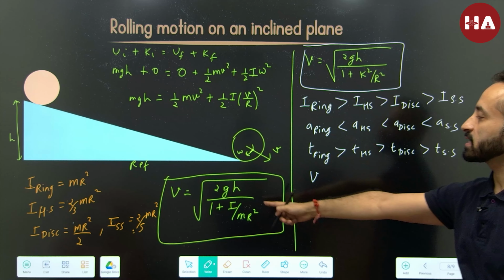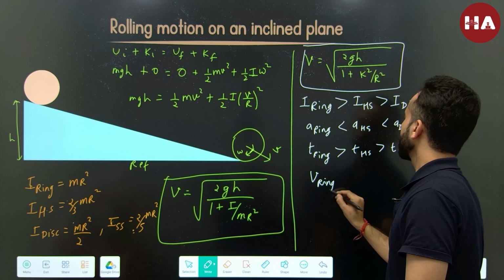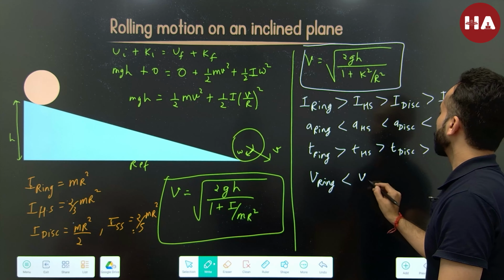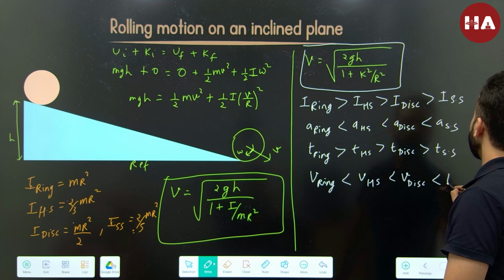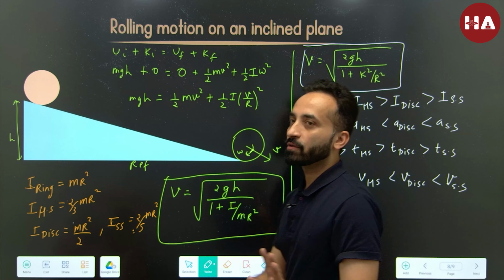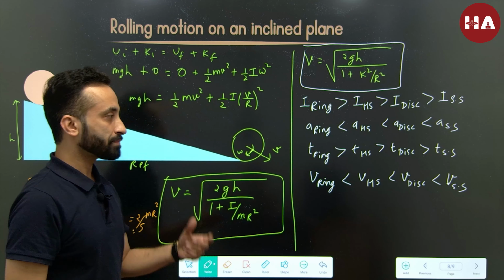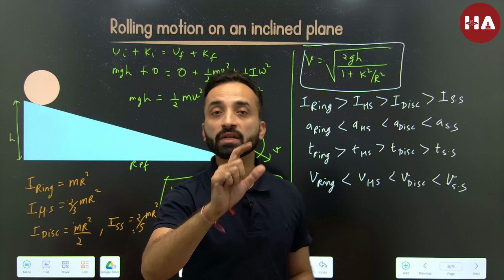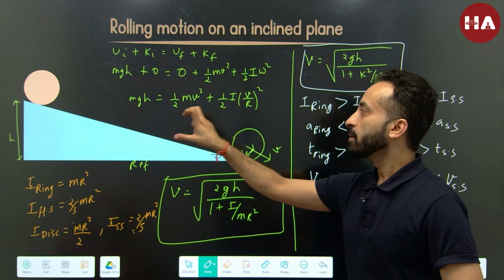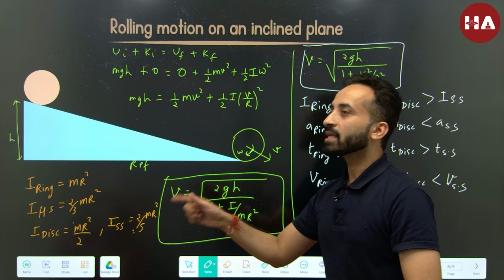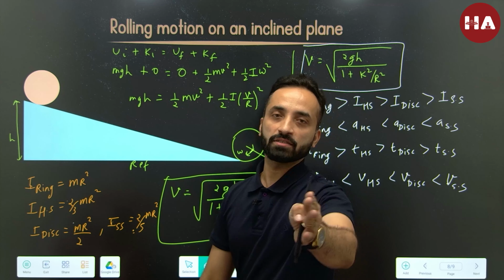Obviously velocity also has moment of inertia in the denominator. So the velocity of the ring is going to be the smallest, then the hollow sphere, then the disc, and then the solid sphere. I've given you an elaborate explanation of how things roll down an inclined plane, but keep in mind, if it is only pure rolling, then you can apply conservation of energy. But if it's rolling with slipping, then you cannot apply conservation of energy. Then you will have to apply the work energy theorem.